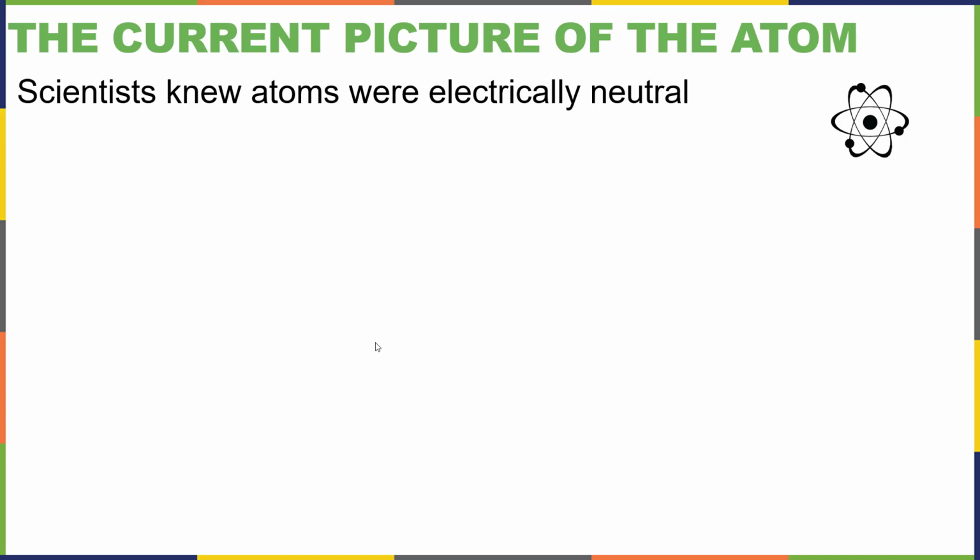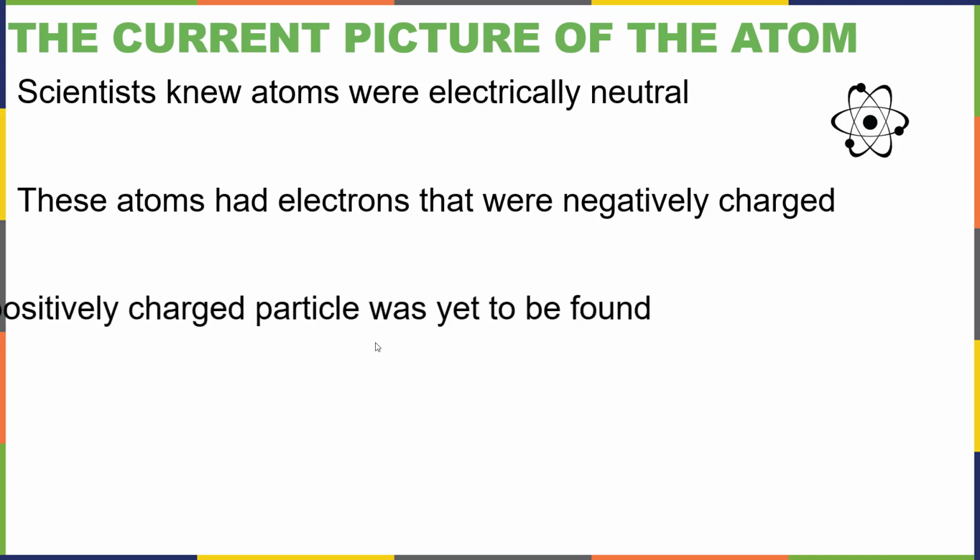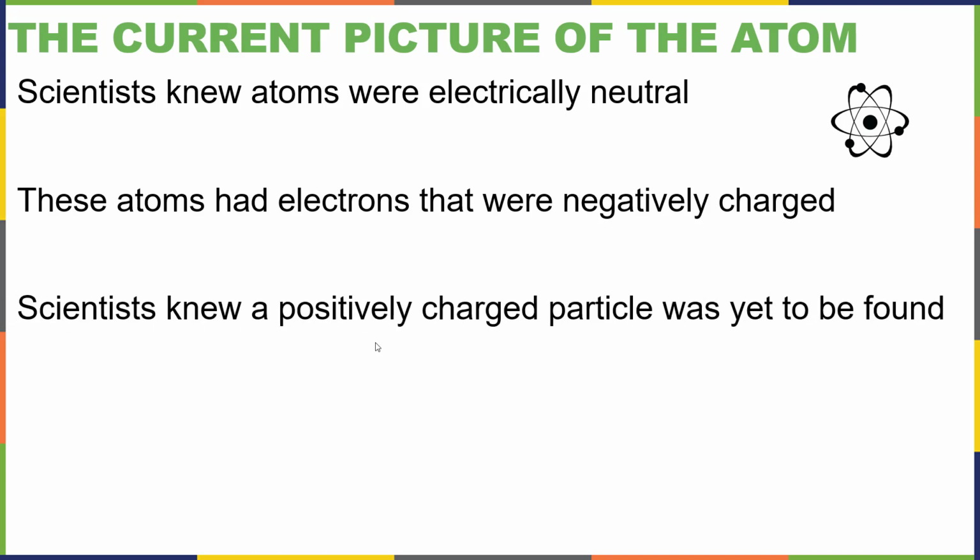Well, we knew that we had negatively charged electrons, but the problem is scientists had known for a long time that the atom was overall electrically neutral. And so think about that. If we know there's a negative charge, but we know overall the atom is neutrally charged, there's got to be a positive charge somewhere in the atom.